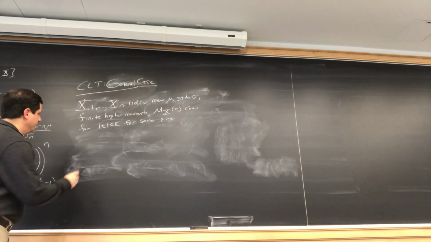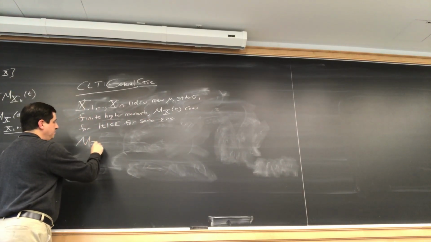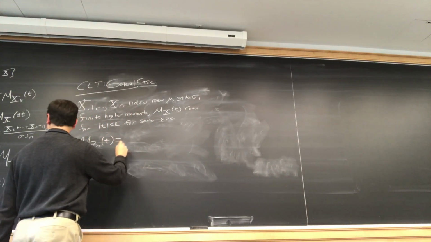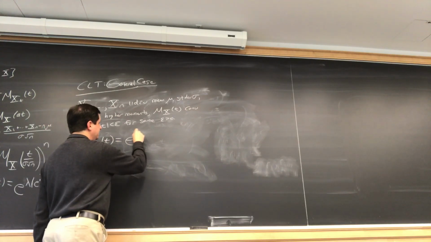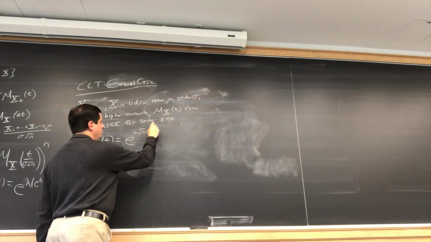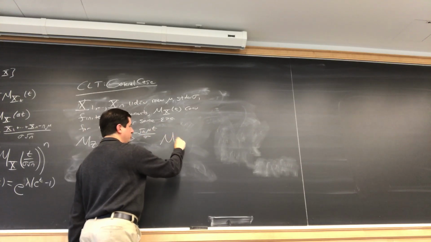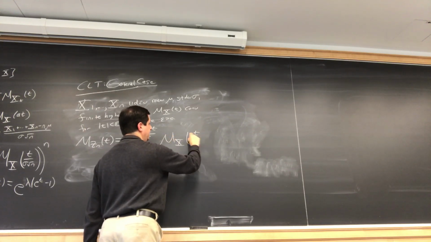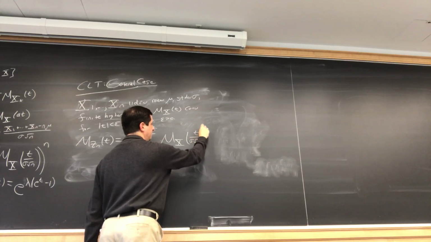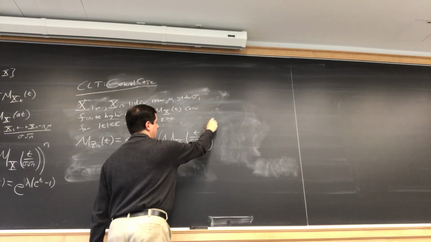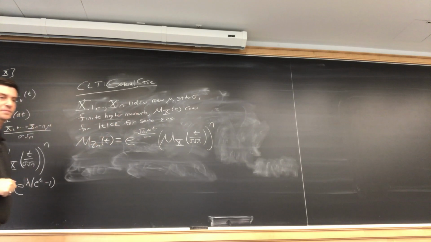We're not going to do that. So let's look at the proof. So we know M_{Z_n} of t is equal to e to the negative square root of n mu t over sigma. And then we have the moment generating function of t over sigma square root of n to the nth power. And so we start exactly as before.